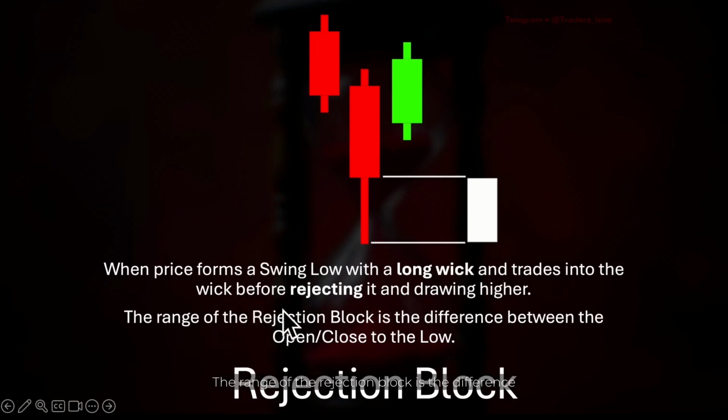The range of the rejection block is the difference between the open or close to the low. Meaning, inside this example, what you can see is that a swing low forms where there are 3 candles next to each other. Notice that the candle in the middle took out the low of the previous candle. Notice that the price range between the close of this candle to the wick, to the low, is annotated and highlighted by this white range right here. This wick is our bullish rejection block, and therefore, as long as price does not take out this low, we can anticipate that we're likely going to see the market begin to draw towards the upside soon.